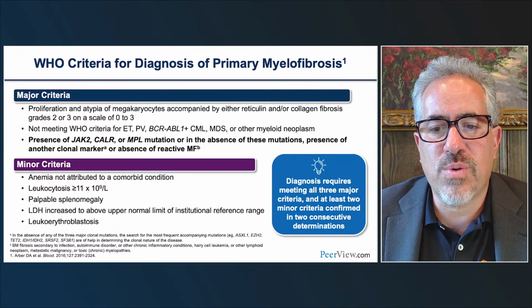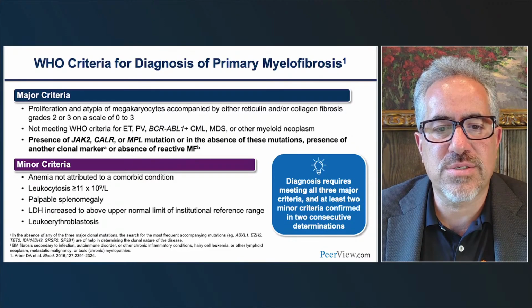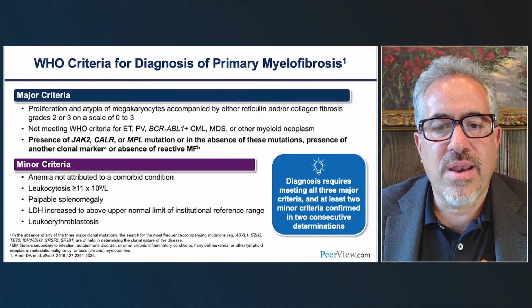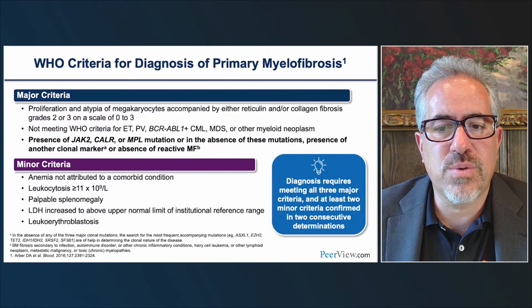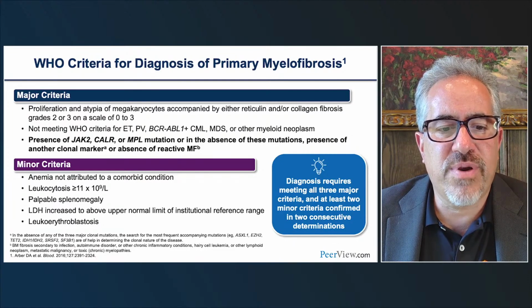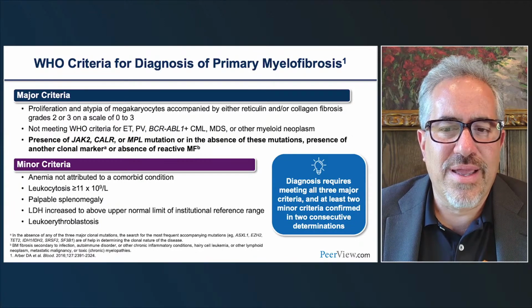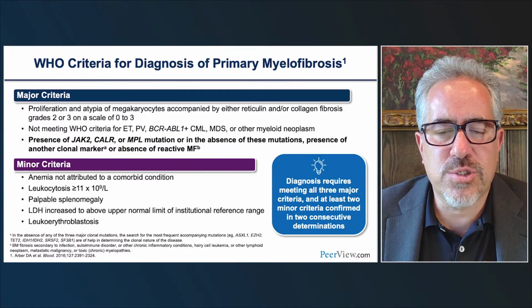Your diagnosis requires meeting all 3 major criteria and at least 2 of the minor criteria confirmed in 2 consecutive determinations. Now, individuals that lack one of these markers, you could still come up with a diagnosis, but you ideally want at least another clonal marker, or at least be very certain that there is not a secondary cause. So if you're lacking a driver mutation, the burden on you to be certain about the diagnosis really increases.